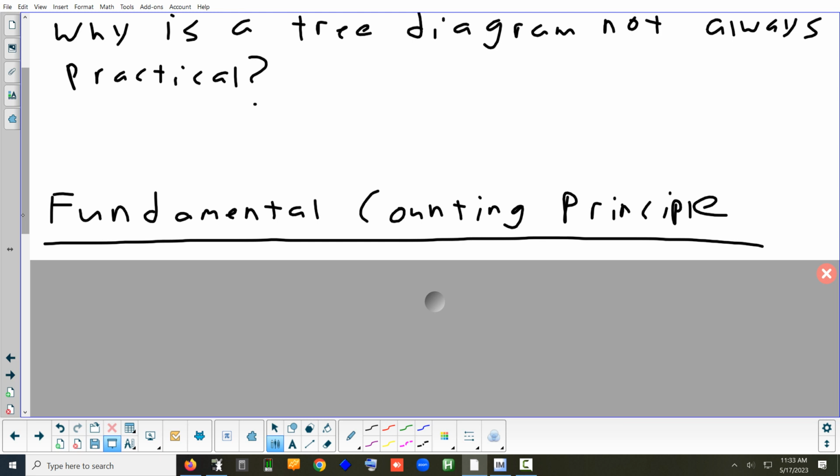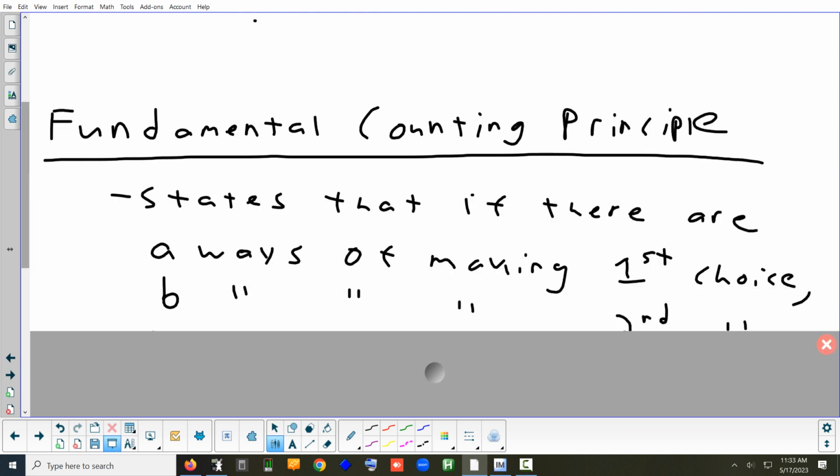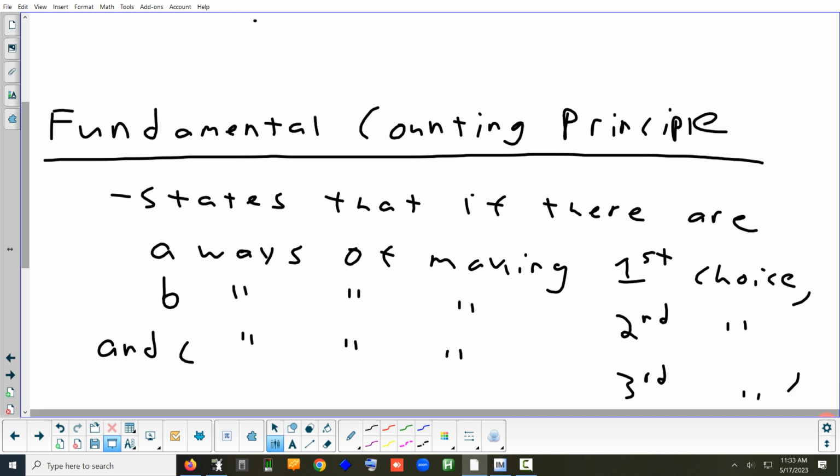All right, so we're going to look at what's called the fundamental counting principle. And that will help us to figure out how many ways something can happen without listing them out or trying to draw the whole thing out. This is going to involve multiplication.